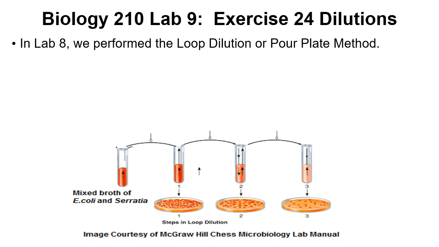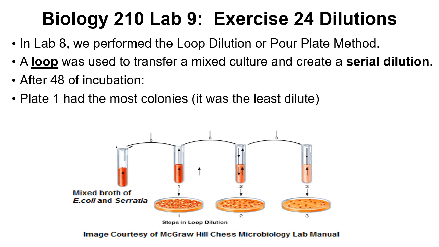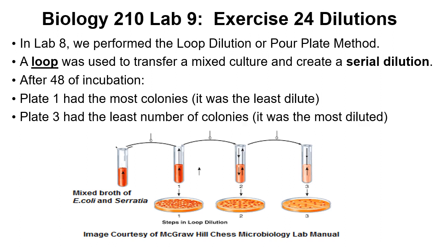In Lab 8 last week, we performed the loop dilution or pour plate method. A loop was used to transfer a mixed culture, which was a broth, and create a serial dilution. After 48 hours of incubation, the first plate had the most colonies, it was the least dilute, and the third plate had the least number of colonies, it was the most dilute. In this dilution, you used a loop to go from agar deep to agar deep. You then poured the agar deeps into corresponding plates.